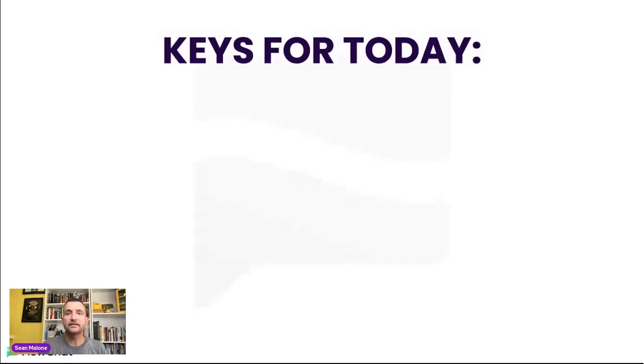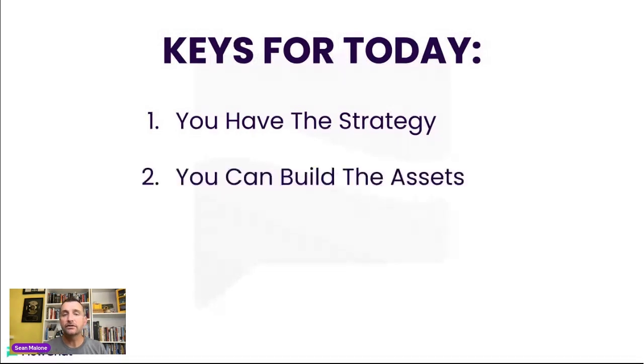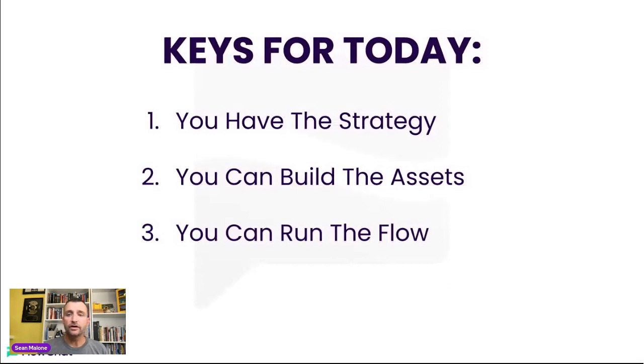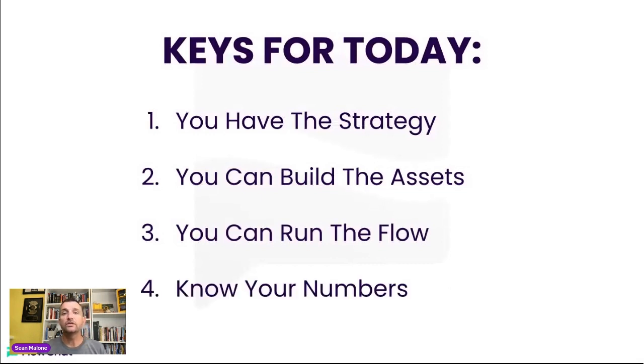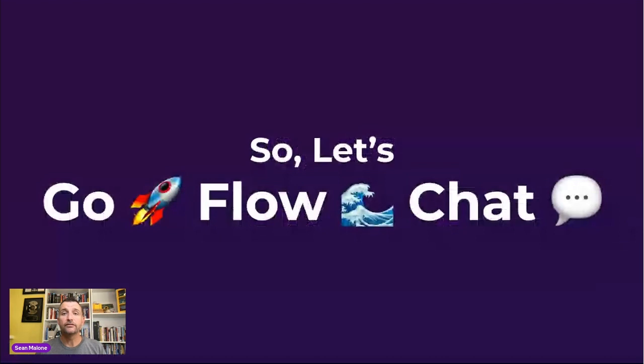And what's left, right? The keys for today, you now have the strategy. It's a 3-part strategy. It's extremely simple. You just need the tech to streamline and advance your marketing needs. Secondly, you know how to build the assets. Go build yourself a paid ad. Third, run the flow. Very simple. And then fourth, when you know your numbers, there's nothing else except for you to do the work and to get the results. With that said, let's go FlowChat.